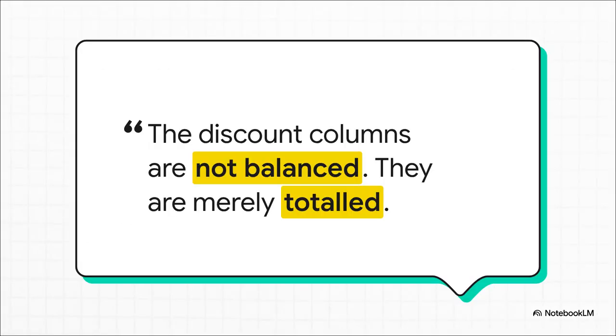Now listen up, because this is a really important detail that catches a lot of people out. Unlike the cash columns, you do not balance the discount columns. You just total them up. That's it. Discount allowed is just another business expense, and discount received is income. You post the totals, and you're done.